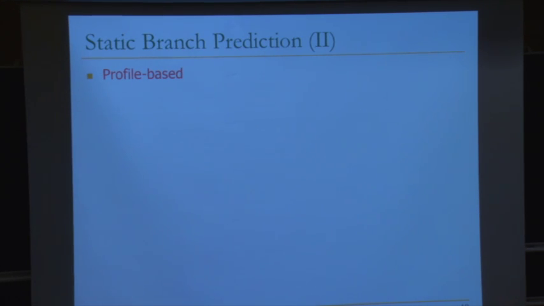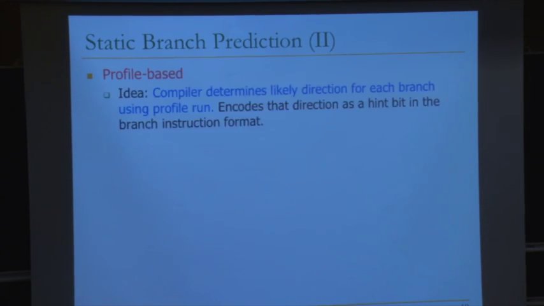And we've covered that in the beginning of the last 2 lectures, so you know that very well. Basically, a compiler or someone determines, in this case, let's say the compiler determines the likely direction for each branch using a profile run, using a representative input set, or maybe multiple profile runs. And based on that, it encodes that likely direction as a hint bit in the branch instruction format.